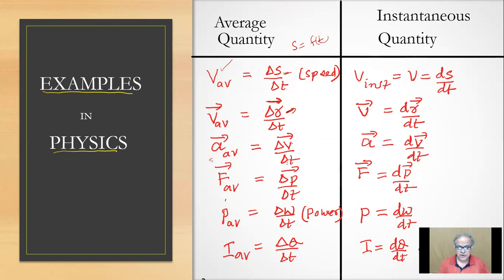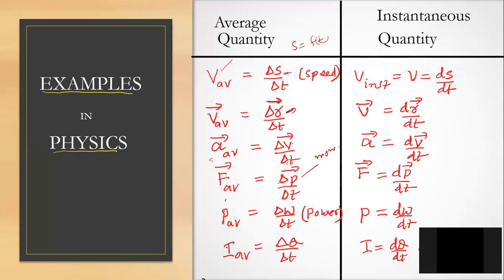Average force is change in momentum by time. P stands for momentum. P average is a vector, while this is a scalar quantity. That's the reason I did not put a vector sign there. Power average is work by time, delta W by delta T. Current average, current is also a scalar quantity. We don't put a vector sign for that. Delta Q by delta T, this is charge by time, right?